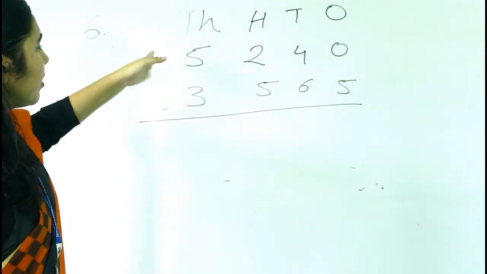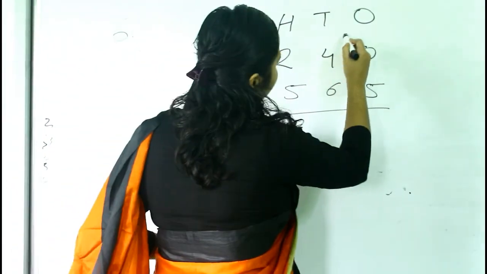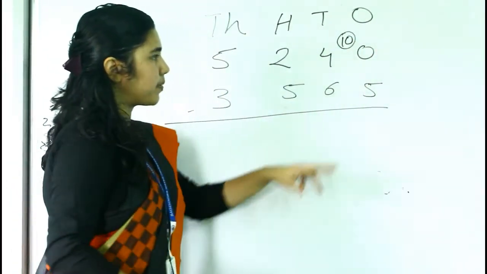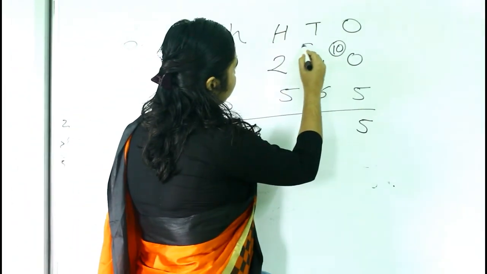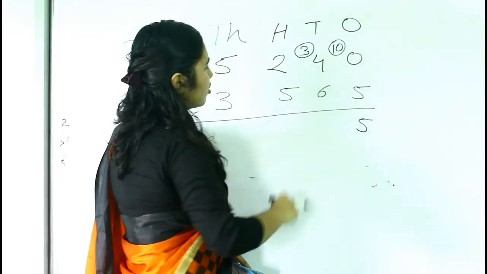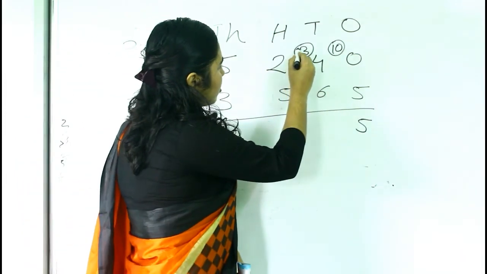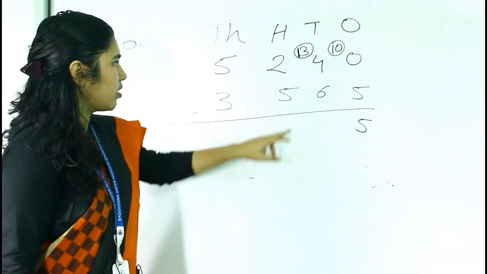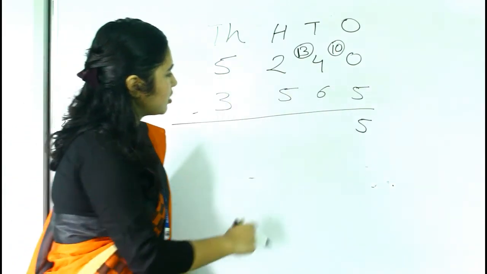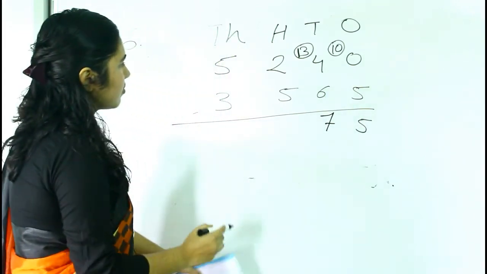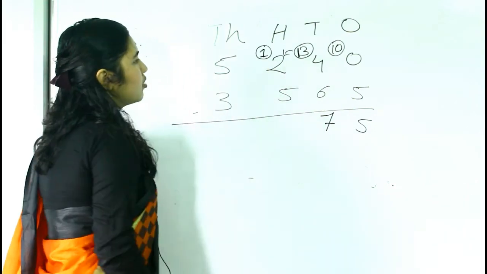Now find the difference between them. That means we have to subtract these two numbers. So again assume here 10 in place of 0. So 10 minus 5 is 5. Take this 1 here, subtract from 4 which is 3. Now subtract 6 from 3 which is not possible. So take here 13, extra 1. Now subtract 6 from 13 which is 7. Take this 1 here and subtract from 2 which is 1.